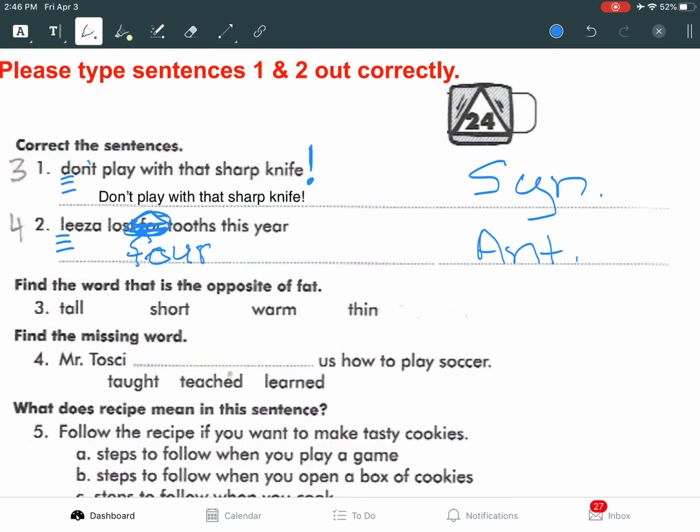Lisa lost 4 tooths this year. We don't say tooths. That's incorrect. They did not make that plural correct. This is an irregular plural, and we say teeth, T-E-E-T-H.